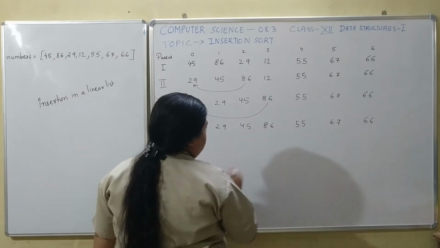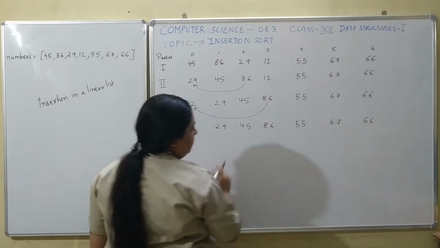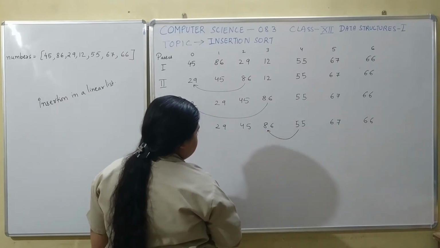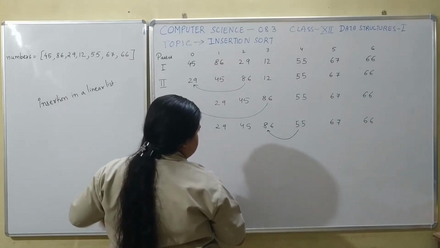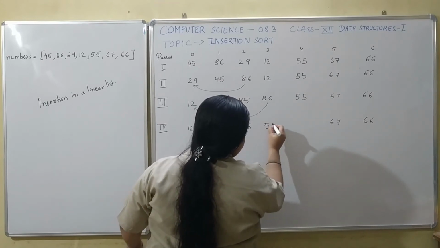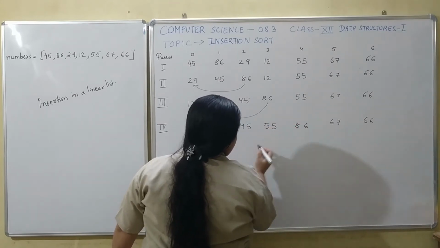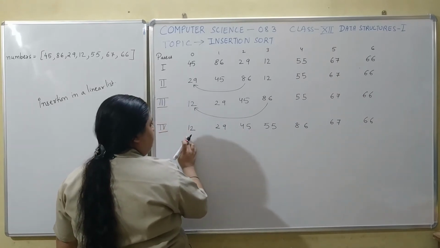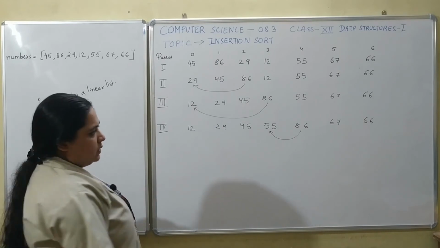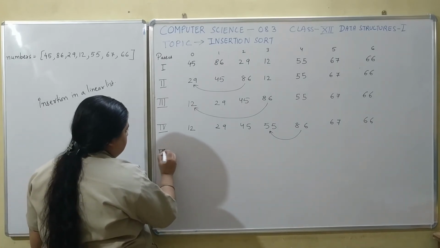We start from 55 because we have the index 4. So is 55 less than 86? Answer is yes. So we will shift it. Is 55 less than any of them? Answer is no. So the shifting took place only over here. Now the fifth pass.